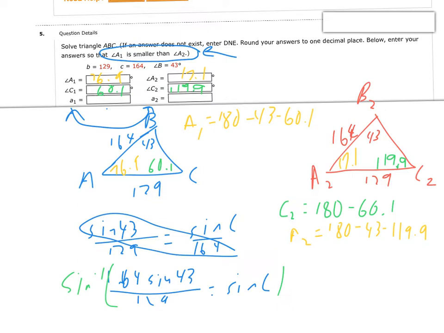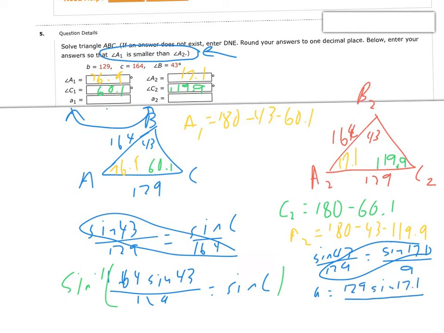So lastly, I'm going to find my A values on each triangle. So I'm going to say sine of 43 over 129 is going to equal sine of 17.1 over little a. And so if I cross multiply here, that's going to mean that little a equals 129 times sine of 17.1 all over sine of 43. And so let's do that. 129 sine of 17.1 divided by sine of 43. Okay, so we get 55.6.